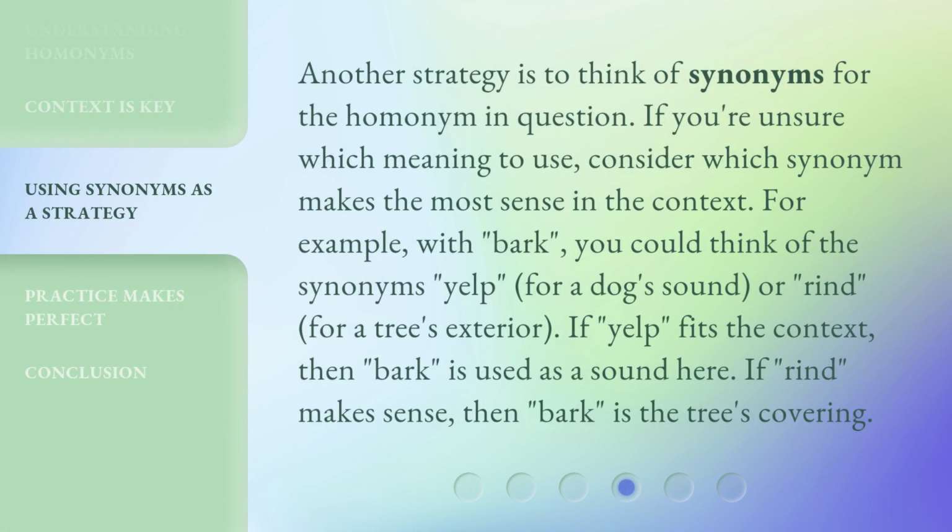Another strategy is to think of synonyms for the homonym in question. If you're unsure which meaning to use, consider which synonym makes the most sense in the context. For example, with bark, you could think of the synonyms yelp for a dog's sound, or rind for a tree's exterior. If yelp fits the context, then bark is used as a sound here. If rind makes sense, then bark is the tree's covering.